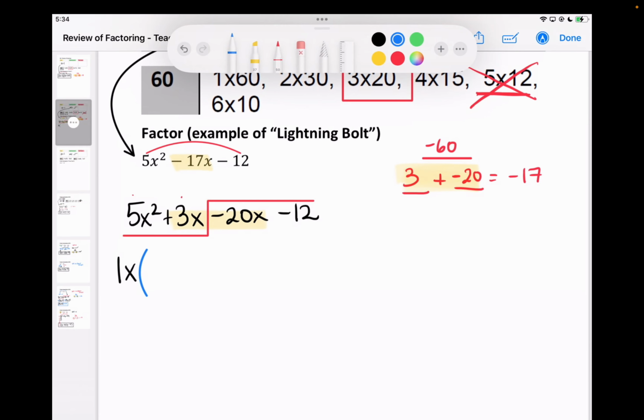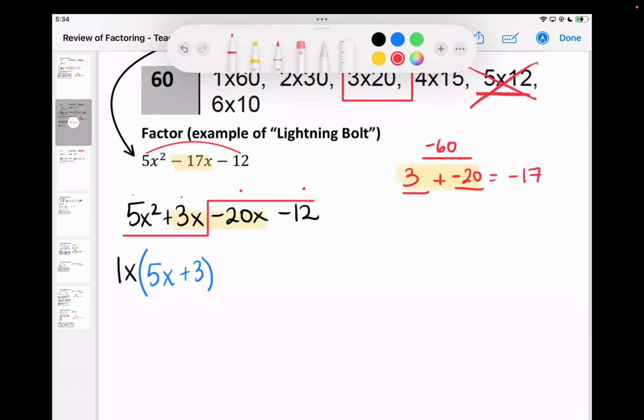So 5 divided by 1 is 5. And x squared divided by x is x because you're taking one x out of it. 3 divided by 1 is 3. X divided by x means there's no x because I'm taking the only x out. Then I go to the second pair.